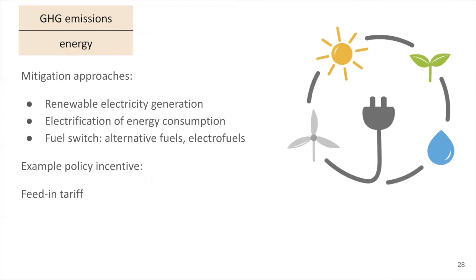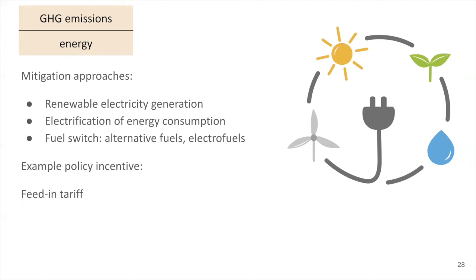And on the energy system level, we really have to look at renewable electricity generation here to reduce the greenhouse gas emissions per energy. And in order to be able to use this low carbon electricity, end-use sectors have to be electrified. So instead of using natural gas in a household, for example, for cooking, using an electric stove that is powered with clean electricity. And of course, the fuel switch for the transportation sector is really important.